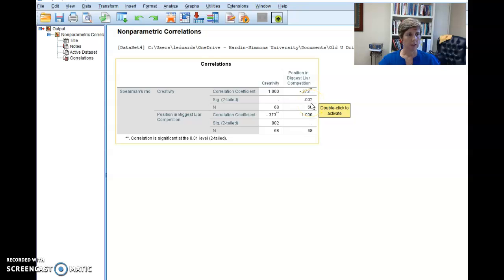So here we're saying that the more creative a person is, the lower they are in the rankings. Okay, so better creativity, better position in the biggest liar competition.